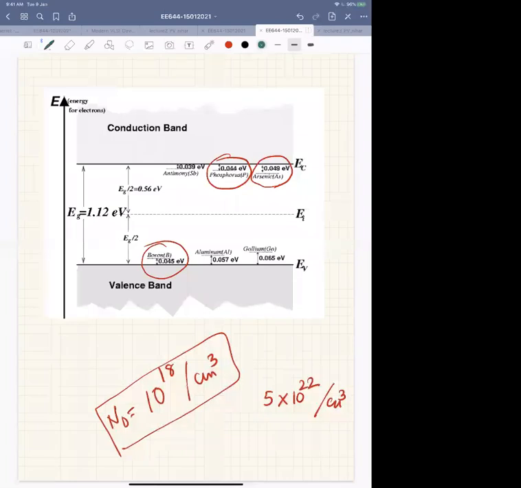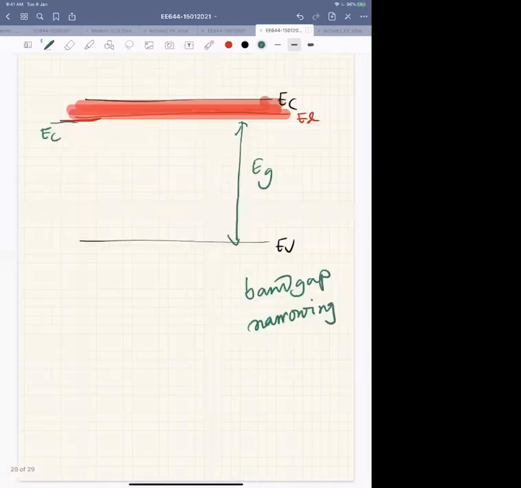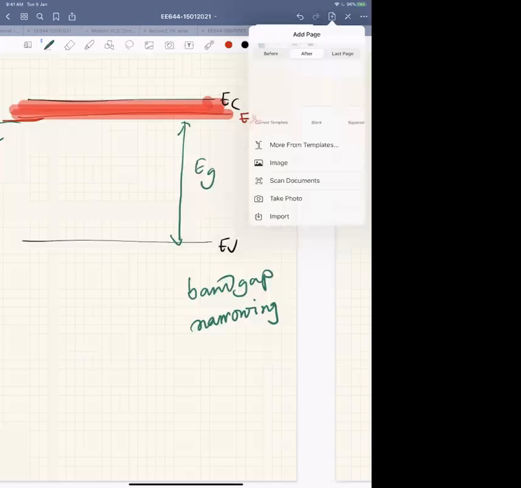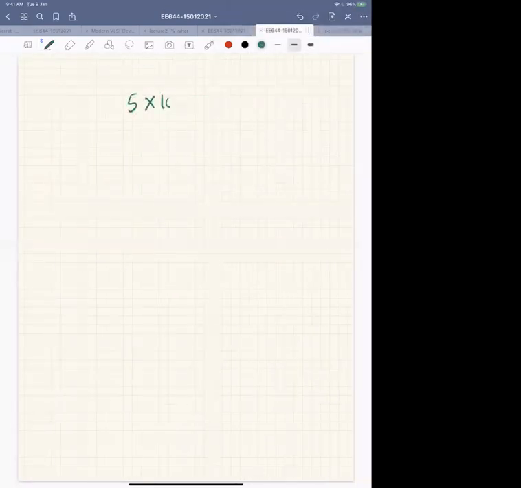So basically, as I told you, silicon has 5 into 10 to the 22 atoms per centimeter cube, right? Now we are replacing those silicon atoms by other atoms, let's say arsenic or boron or phosphorus. But there is a limit: how many silicon atoms could you remove and replace by arsenic or phosphorus? This is called solid solubility.